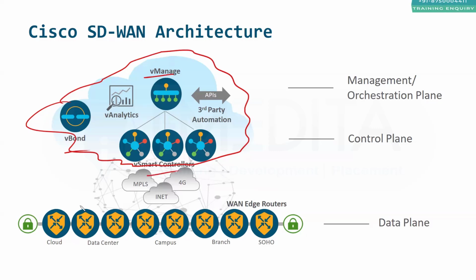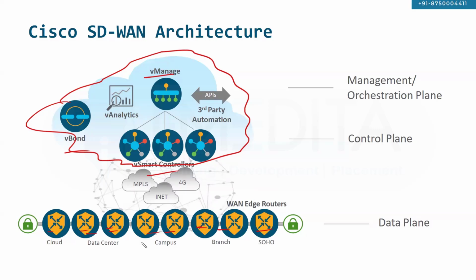And then in the data plane, you have got routers. You can place routers in the data center, in campus infrastructure, in branches, and also for SOHO, small office, home office. Like for higher authorities, in most cases, they work from home.